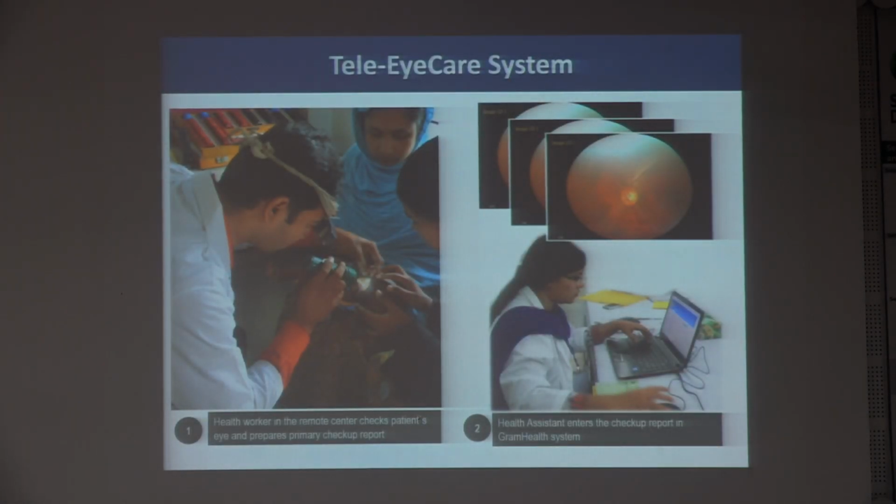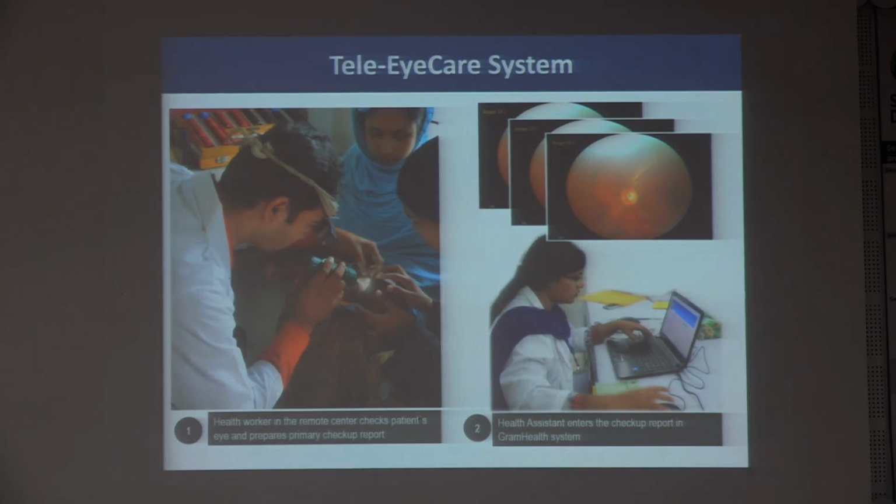Also, we have added, as I mentioned, the tele-eye care. Tele-eye care was added about 4 years back to the PHC system. This works in a similar way. We have local staff who collect the basic information of the eye, and they collect the visual information of the eye, and even sometimes a short video of the eye.